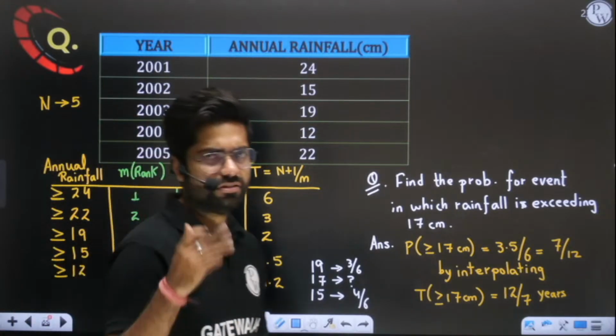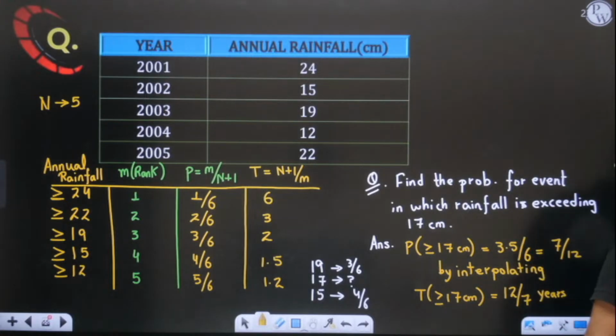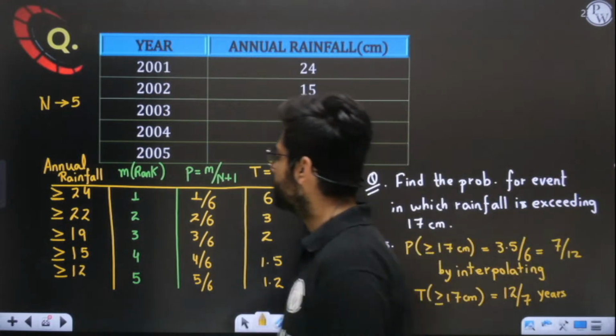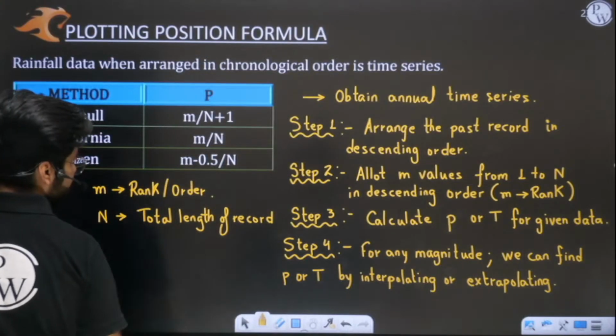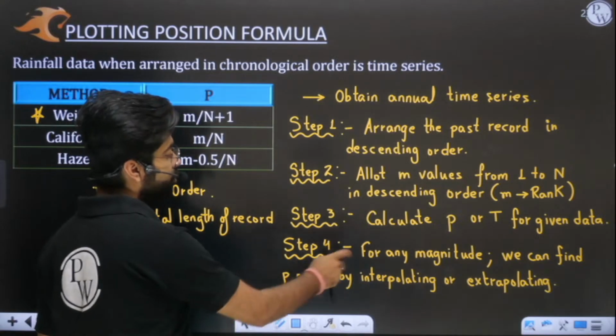Okay, similar logic. Slope we have to do. We have to make slope equal, and then I will easily evaluate the answer. So I hope this thing is very, very clear to you. So step number 4 is simply find return period and probability for any magnitude.